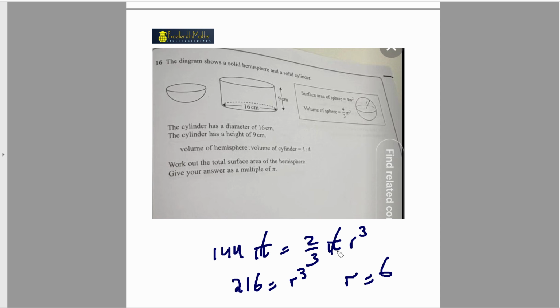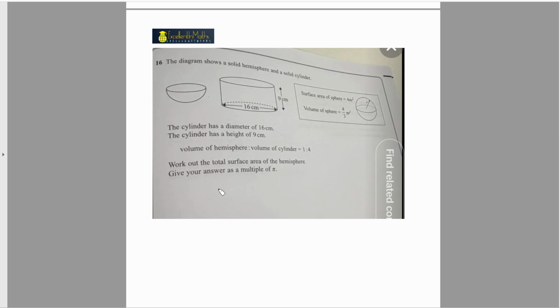Now I need to find the surface area of the hemisphere. So we actually have two parts here. The first one is the circle at the top, and then the curved surface area of the hemisphere itself. The curved surface area is 4 pi r squared, divided by 2, plus the area of the circle at the top, which is pi r squared.